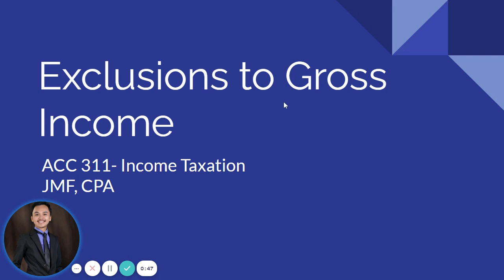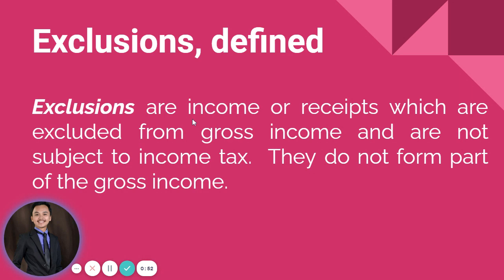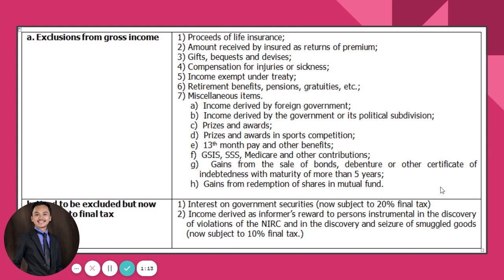Formally, exclusions are income or receipts which are excluded from gross income and therefore are not subject to income tax. They do not form part of the gross income, so it will not be subjected to either your basic tax, final tax for passive income, or final tax on capital gains tax. So the following are examples of gross income but are excluded in the computation of your total gross income.